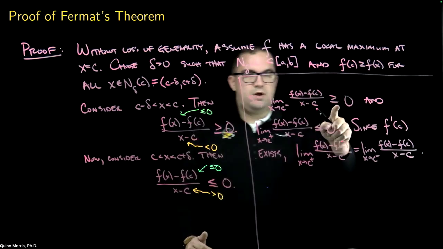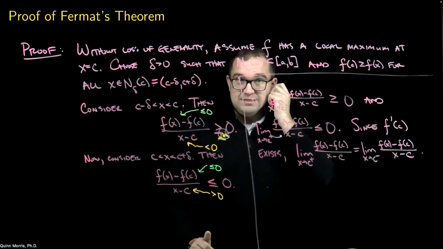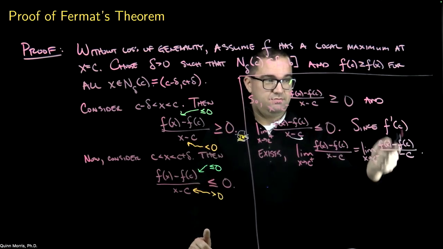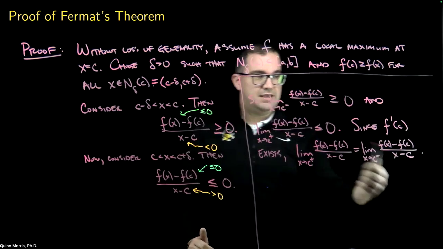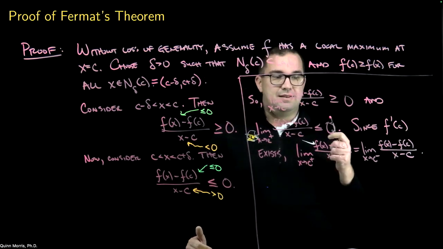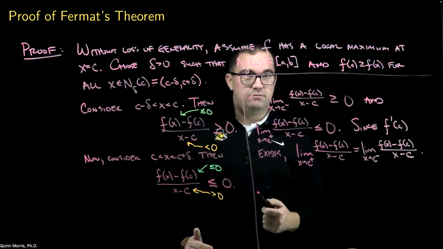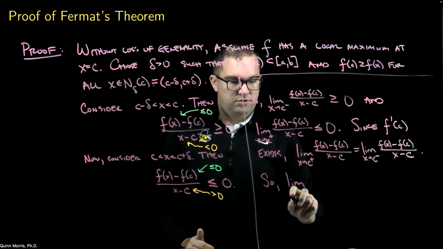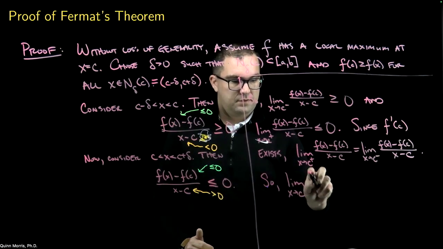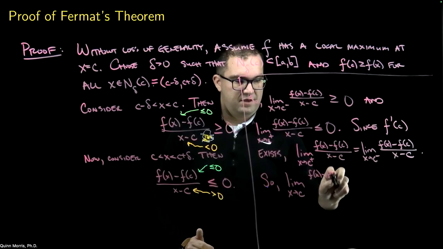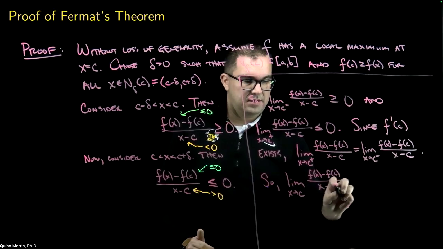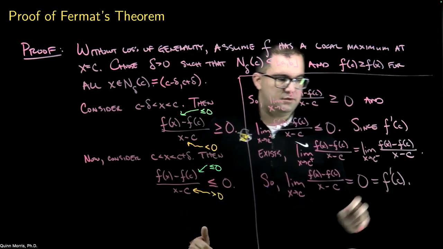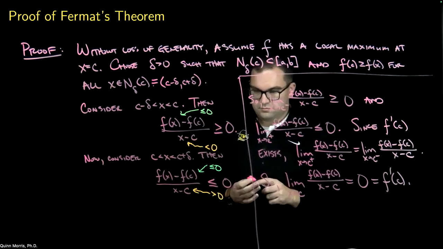Well, I've got this quantity is greater than or equal to 0, this quantity is less than or equal to 0, and now because this is differentiable and therefore the full limit exists, these two have to be equal, which can only happen if they are both equal to 0. Okay. And so the full limit as x approaches c of (f(x) - f(c))/(x - c) must be equal to 0, and that is by definition f prime of c.